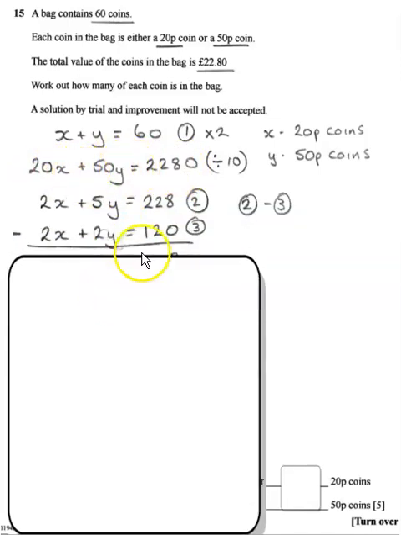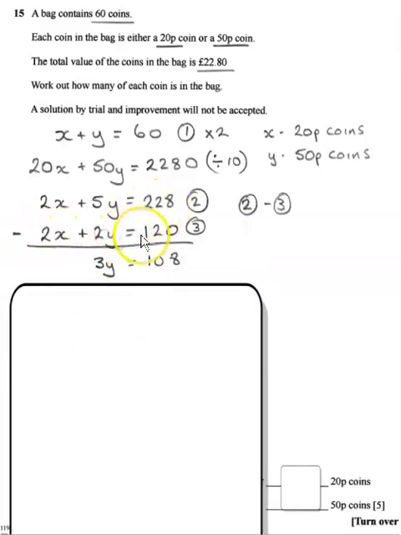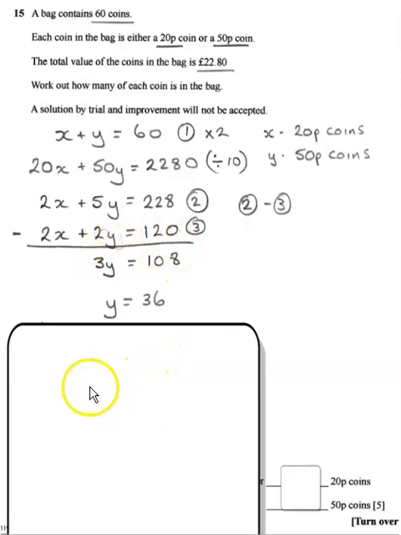And then we have this one here. You can see 2x plus 2y equals 120. I've decided to get rid of the x's. So if I multiply the first equation by 2, that's 2 times x is 2x, 2y, and then 120. And then I can take those two equations away. So 2x take away 2x is gone. 5y take away 2y is going to be 3y. And 228 take away 120 is 108. So then it's 108 divided by 3, which is 36.